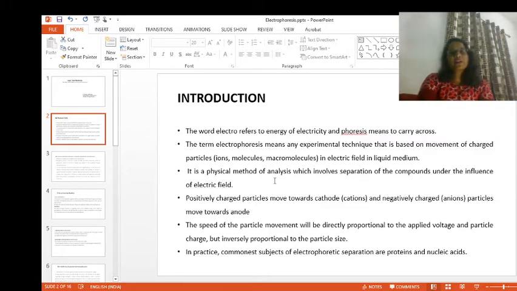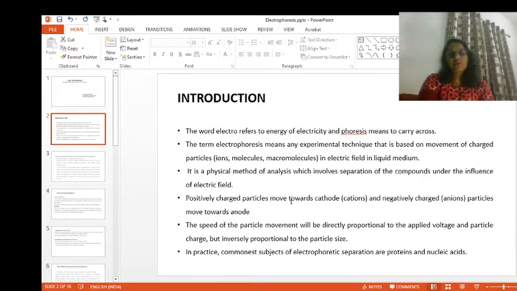Usually, positively charged molecules move towards the cathode, while negatively charged anions move towards the anode. The speed of particles is directly proportional to the applied voltage and particle charge, but inversely proportional to the particle size.